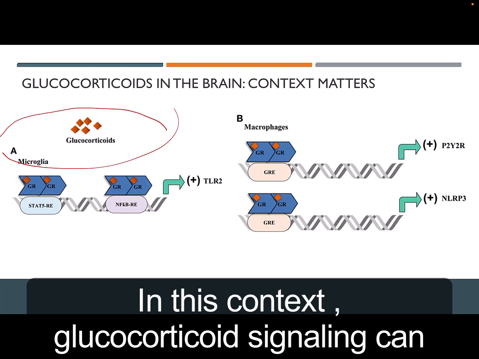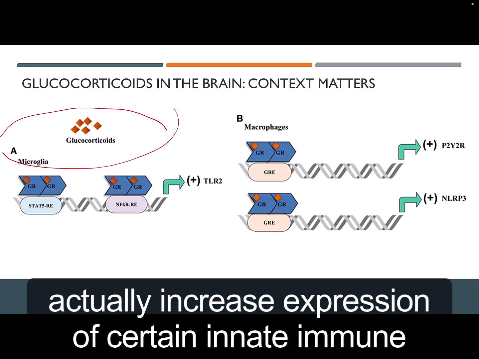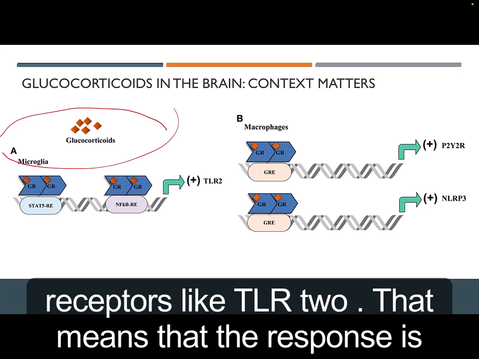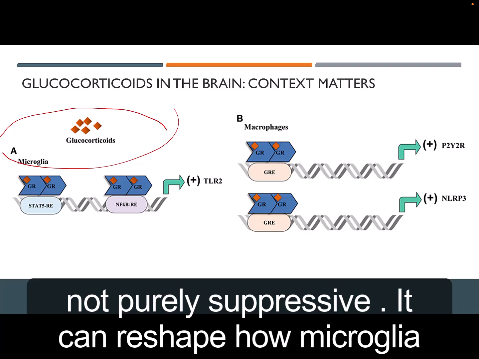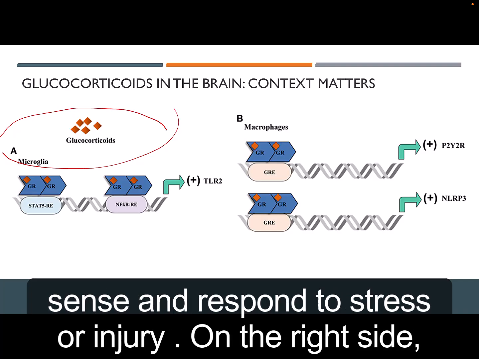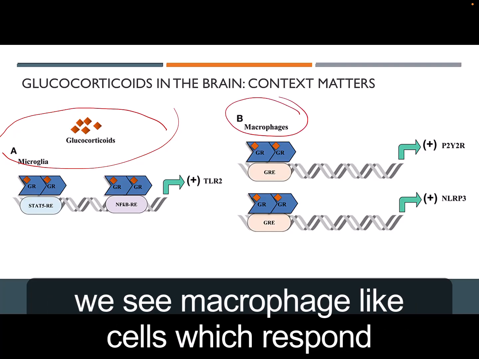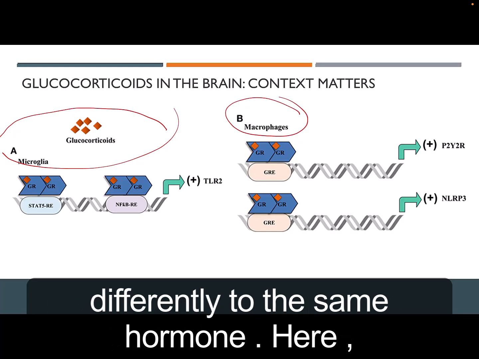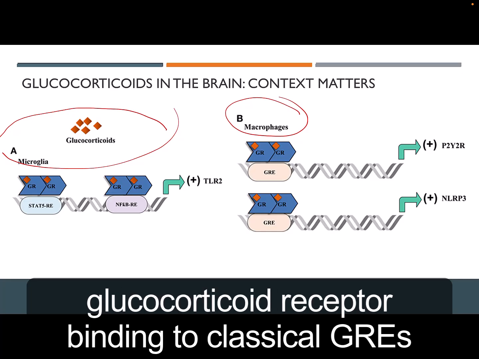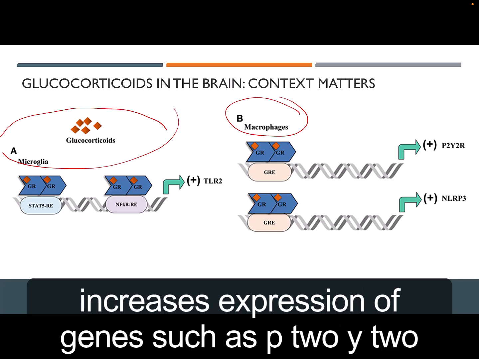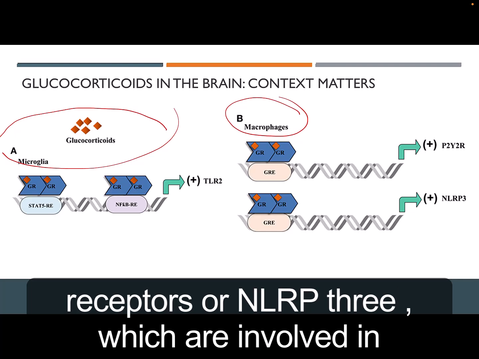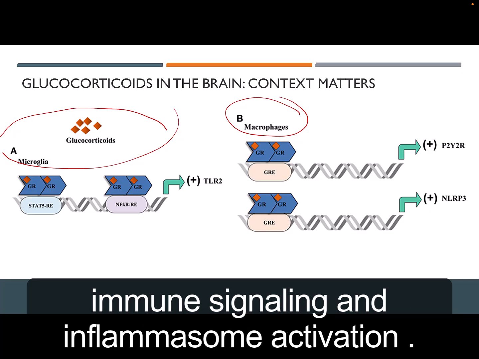In this context, glucocorticoid signaling can actually increase expression of certain innate immune receptors, like TLR2. That means that the response is not purely suppressive. It can reshape how microglia sense and respond to stress or injury. On the right side, we see macrophage-like cells which respond differently to the same hormone. Here, glucocorticoid receptor binding to classical GREs increases expression of genes such as P2Y2 receptors or NLRP3, which are involved in immune signaling and inflammasome activation.